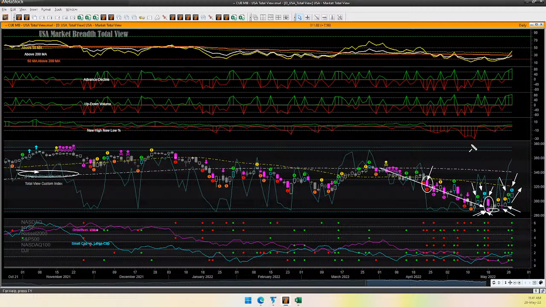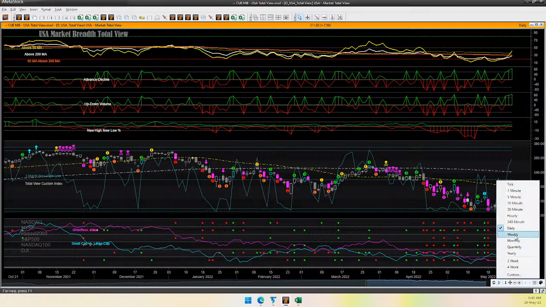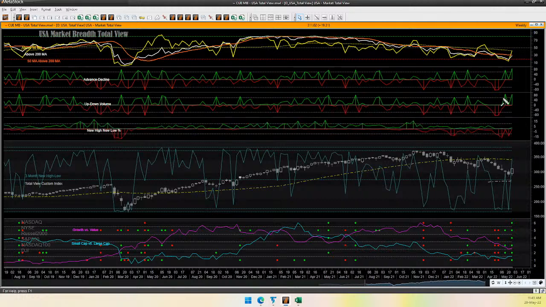That was new high, new low percentage. I showed in the previous recap that it was already showing a bullish divergence, and I mentioned that a bullish divergence in advanced decline and up down volume may soon follow. Now we have very clear bullish divergence in all three of them, and I'm not changing to the weekly. Why not change it? Change it to weekly interval, and you will see we had a very deep lower low in the market breadth total view candle chart, and we didn't have any low at all at the lower edge.